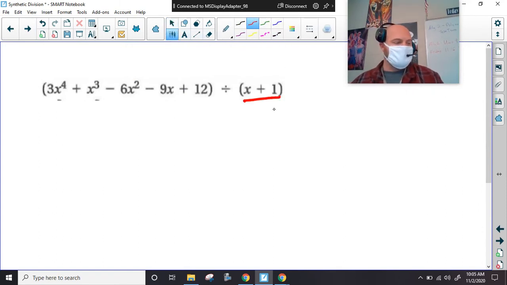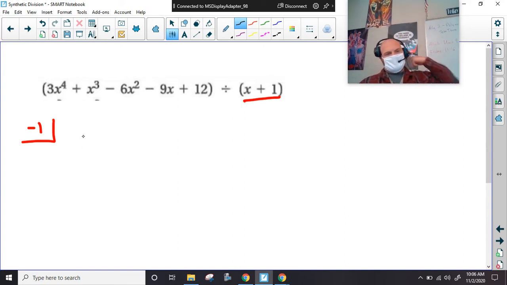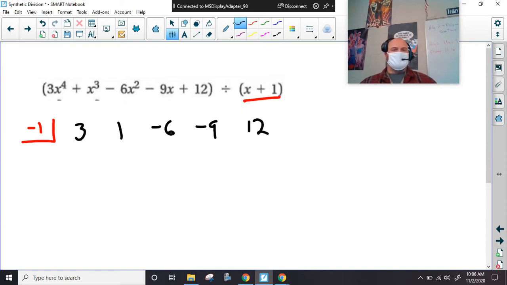So I have a positive 1 right here, so I got to do the opposite, so negative 1. Now it goes 3, 4, 3, 2, 1, 0. Okay, so it's perfect. We don't have to add any zeros this time. So 3, 1, -6, -9, and 12.